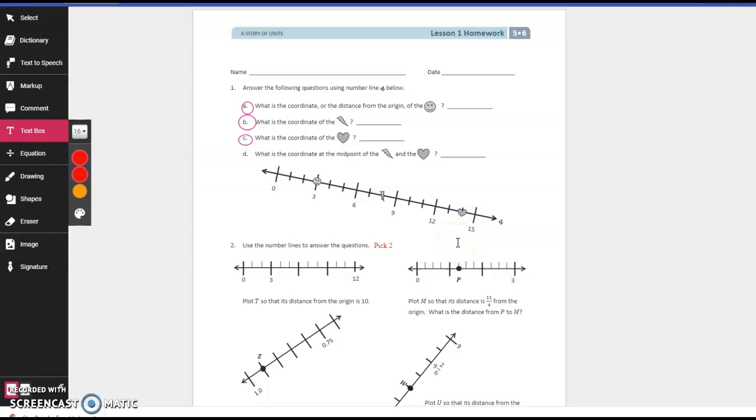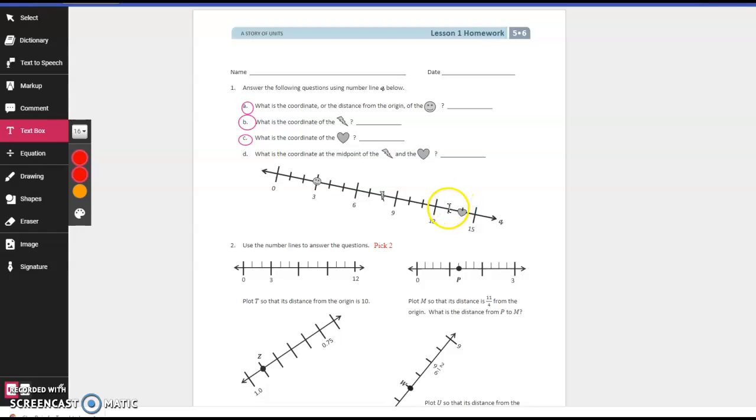All right. If you wanted to try out D for yourself, you can. It's saying, what is the coordinate at the midpoint of the lightning bolt and the heart? I'm going to help walk you through this one. From the lightning bolt here to the heart. To find the midpoint, midpoint means that middle spot.